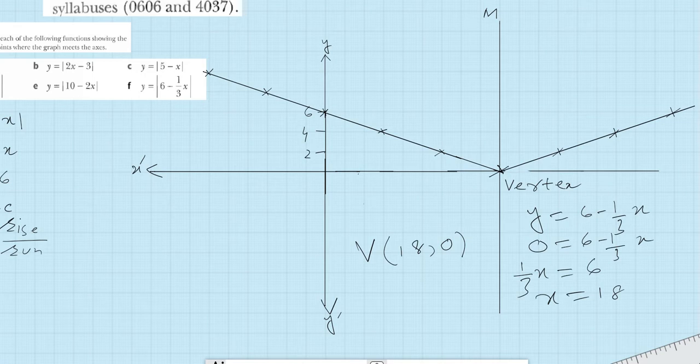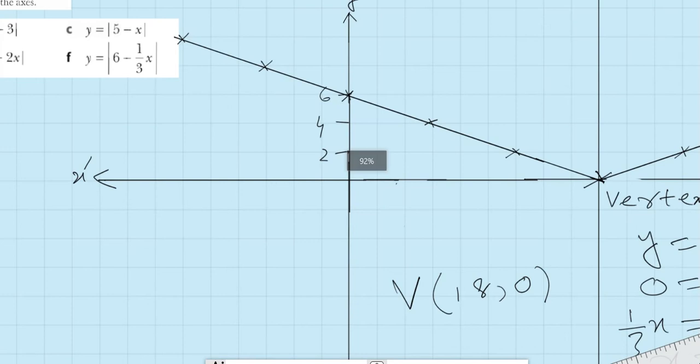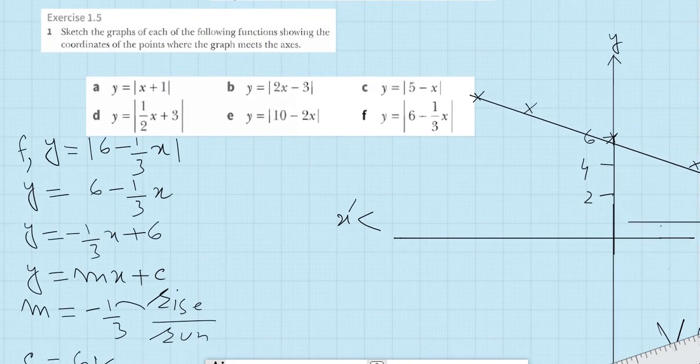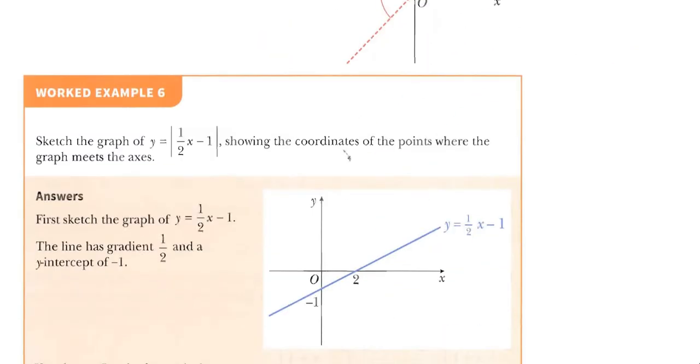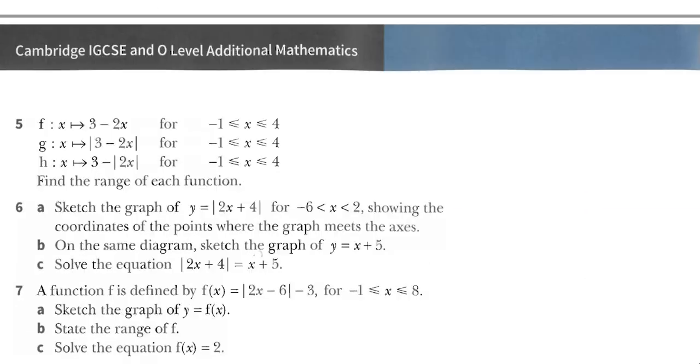Hope you understand, students. And today we have successfully finished all parts of this question number 1. See this. This is question number 1. Sketch the graphs of each of the following functions showing the coordinates of the points where the graph meets the axes. In the last lecture we did parts A, B and C, and today we did parts D, E and F. Hope you understand today's class. What is left in this exercise? Question number 2. We just finished question number 1. In the next class we will do questions number 2, 3, 4, 5, 6, 7, 8.